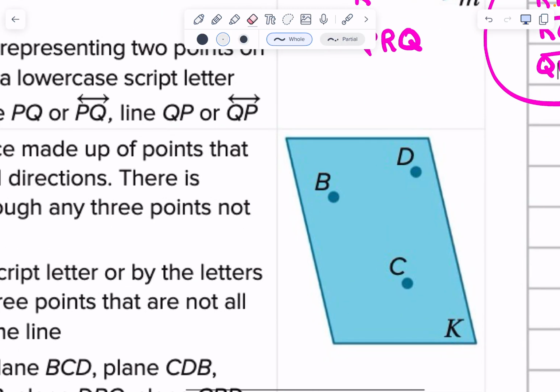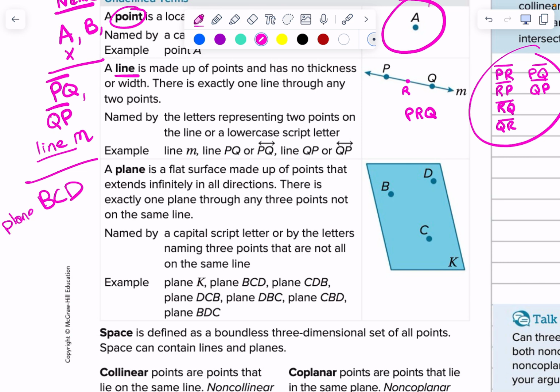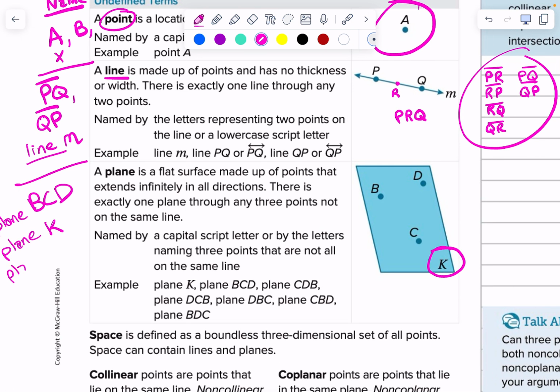Now, if it is a plane like this one, you name a plane with 3 letters. Whoa, 3 letters. You can call this plane BCD, but you have to put the word plane in front of it, okay? Plane K is what you can call this, because that's your cursive letter. You could call it plane CDB. It doesn't matter what order you put them in.